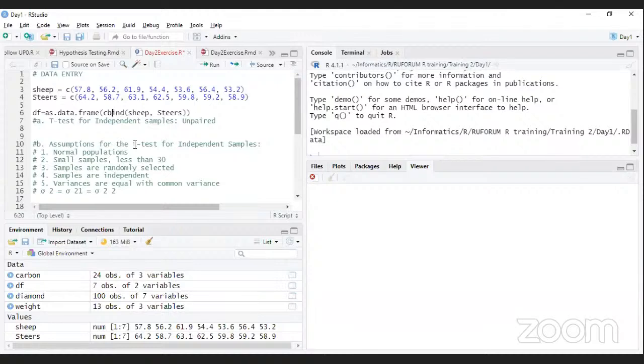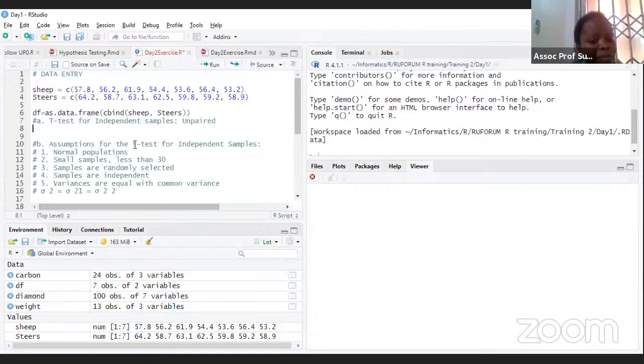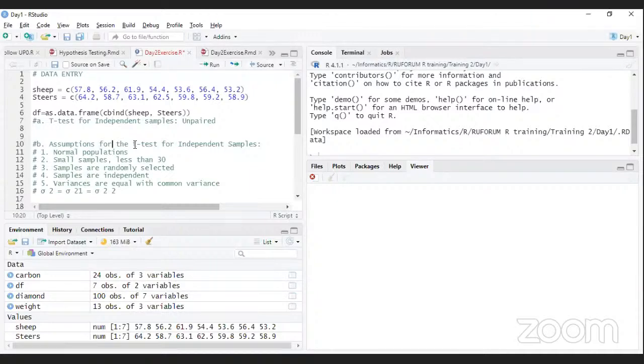Then for the first question, what kind of tests can be done, I assumed we are supposed to use the t-test for independent samples, the unpaired one. Then for question B, what are the assumptions?